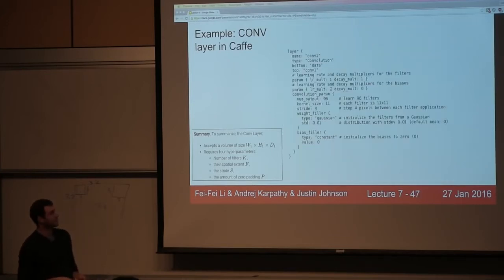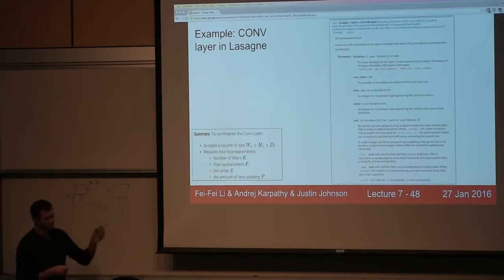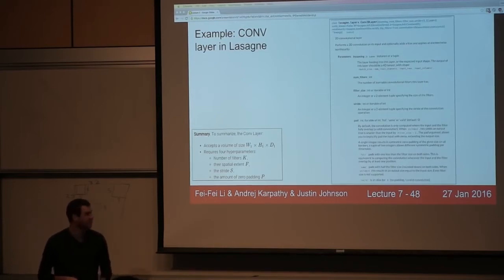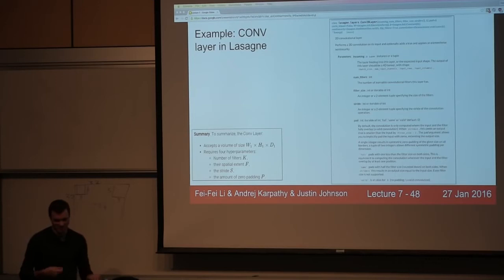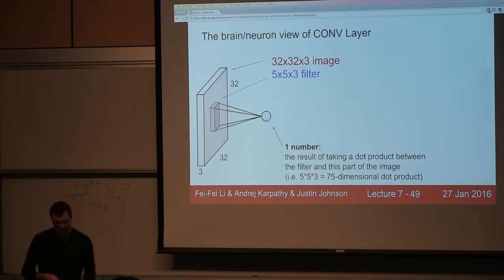You'll see the same in, say, Caffe. I don't want to go into this too much, but you'll see num_output, which is the number of filters, the kernel size, and the stride. I was going to go through Lasagne, but in the interest of time, they all take the same 4 hyperparameters, trust me. And that's what defines a convolutional layer.